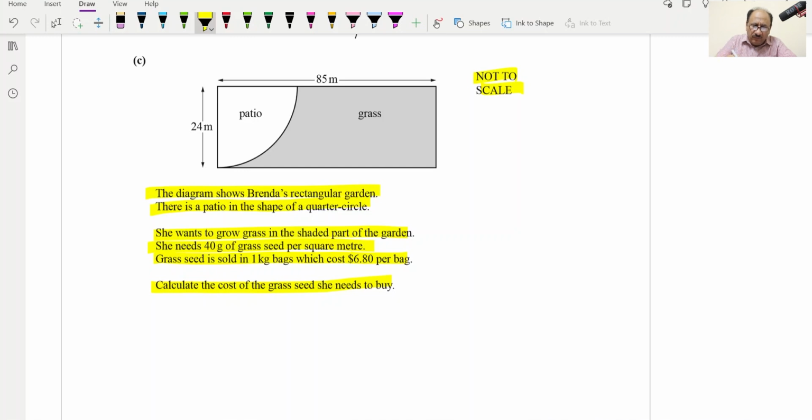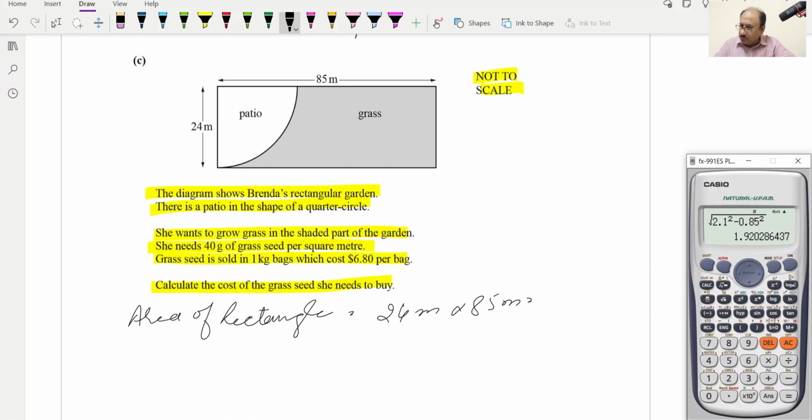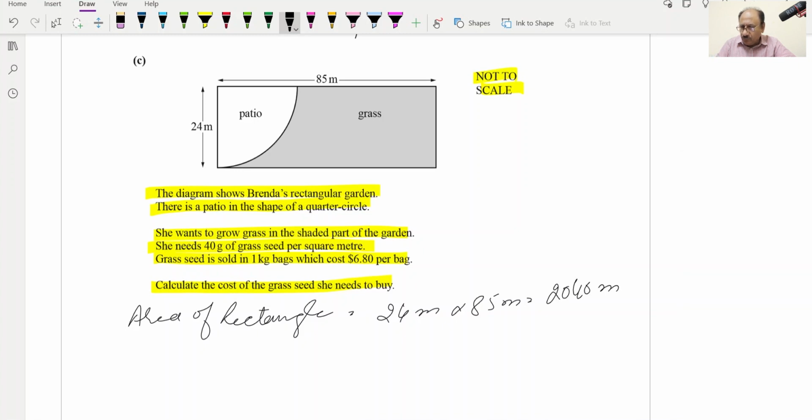Now first of all, we will find the rectangle area. So we can write area of rectangle. This will be equal to 24 meters multiplied by 85 meters, and this will be equal to 2040 meters square.